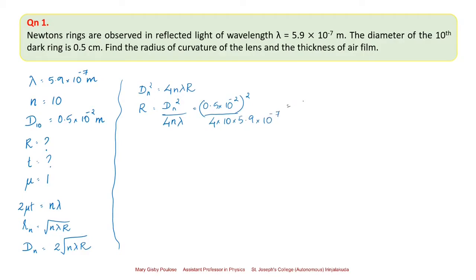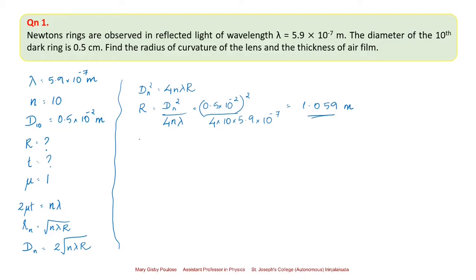And this can be calculated. You can use your calculators to do the calculation. Kindly do it. You will get the radius of curvature of the lens as 1.059 meters.